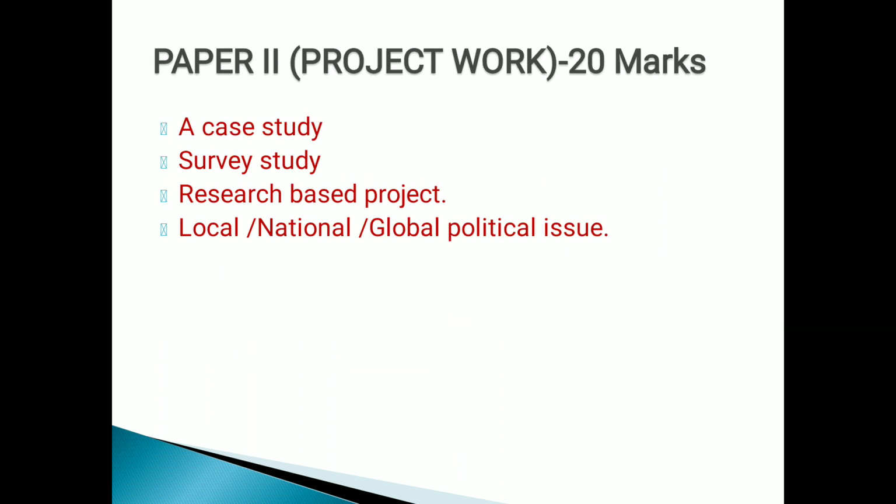Now, paper 2 is project work. In project work, case study, you need to do a lot of survey, you need to research a lot on the topic. I'll be giving you the research based project, right? Then in this, what sort of a topic can be given? The topic can be given on local, national, and global political issues. Clear, everyone? So I hope people have understood by now what it is all about, right?